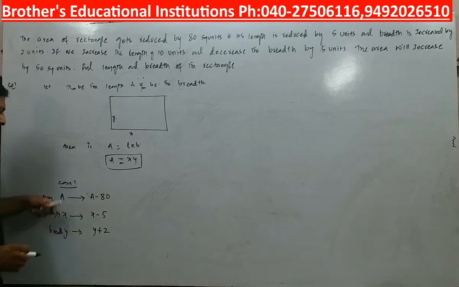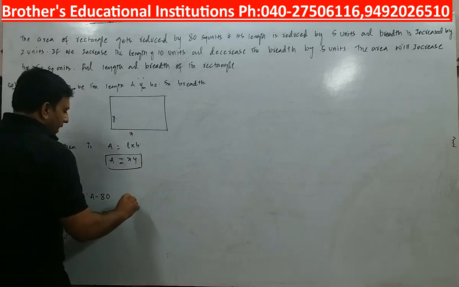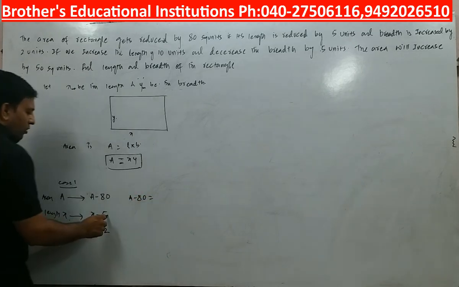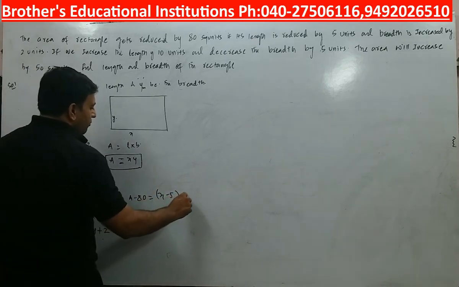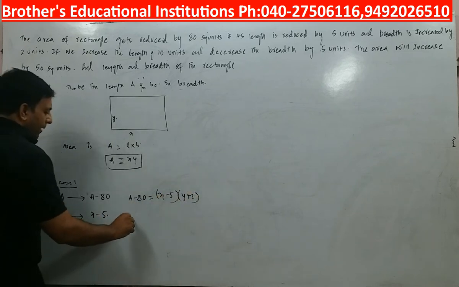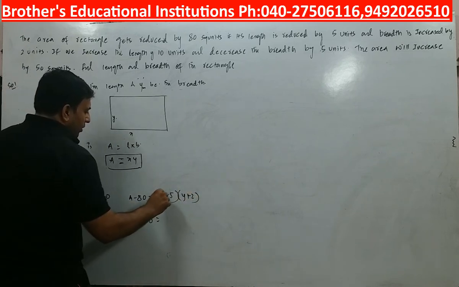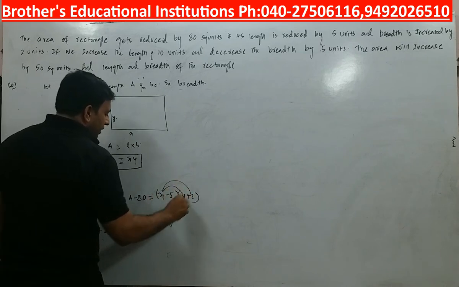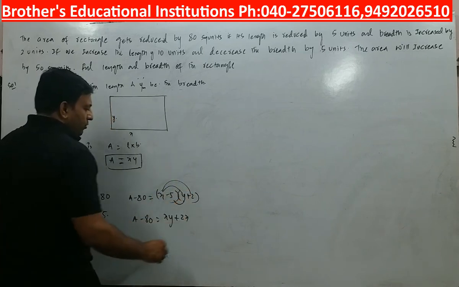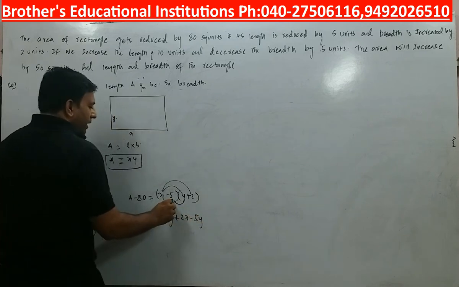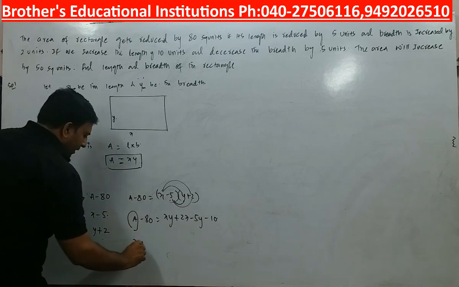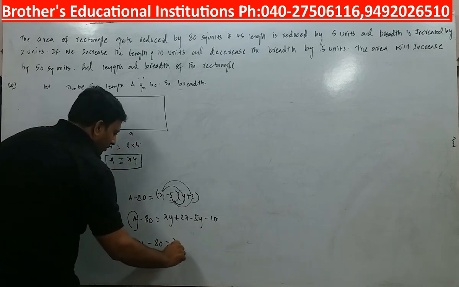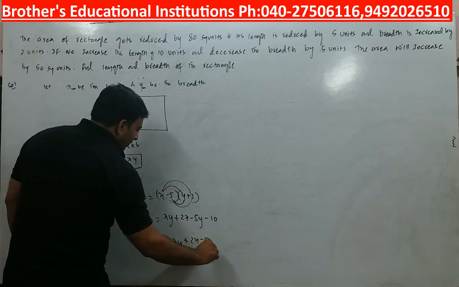In the first case, what is the relationship here you have between area, length and breadth? We always know that area A minus 80 is equal to new length. New length is how much? x minus 5 into new breadth. What is new breadth? y plus 2. Now let me multiply. A minus 80 is equal to x into y, xy, x into 2 is 2x, y into minus 5 is minus 5y, minus 5 into 2 is minus 10. But area is equal to xy. So xy minus 80 is equal to xy plus 2x minus 5y minus 10.